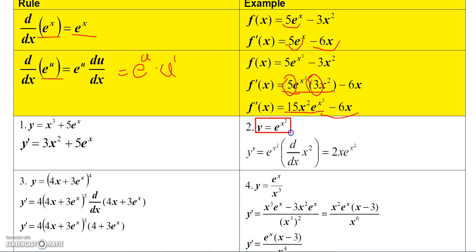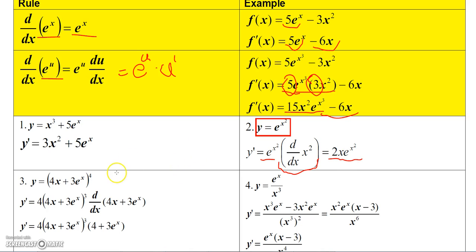But for number 2, I actually have y equals e to the x squared. When you take the derivative of e to the x squared, you just use this formula right here. You write e to the x squared, and then times the derivative of x squared. I don't have to put this step in here, but I'm just trying to make sure you understand that you just multiply by the derivative of this exponent. The derivative of x squared is simply 2x, so you end up with 2x times e to the x squared for that one.